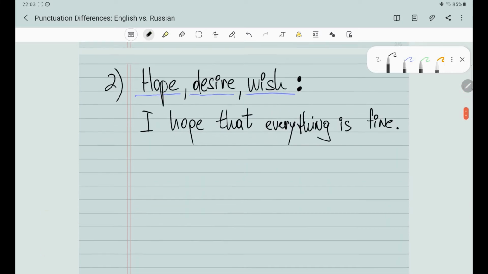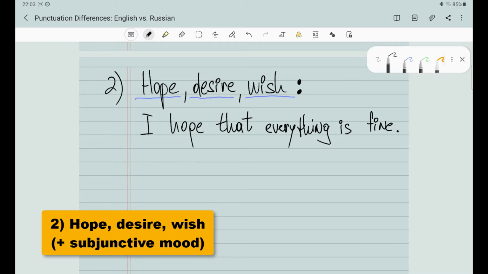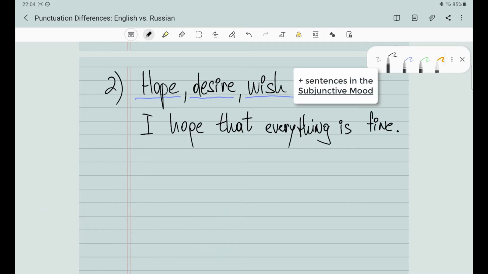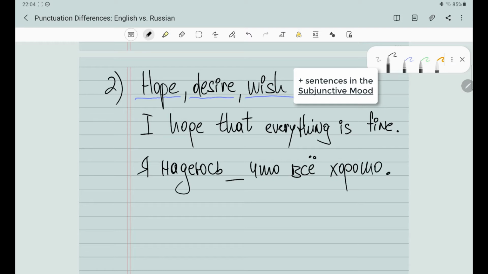Moving on, whenever there's a sentence that introduces hope, desire, or wish, so for example, when you say something like, I hope that everything is fine. In Russian, you would say, Я надеюсь, что все хорошо. Or you would say, я надеюсь, что все нормально. There's obviously so many different ways to say the same exact thing. So let's say, я надеюсь, что все хорошо. Okay, so once again, in Russian, you have to put a comma before you introduce this piece right here.